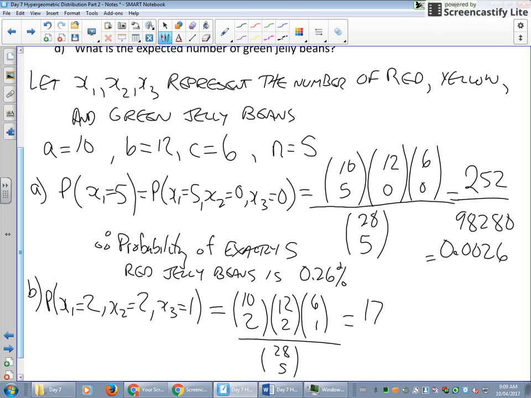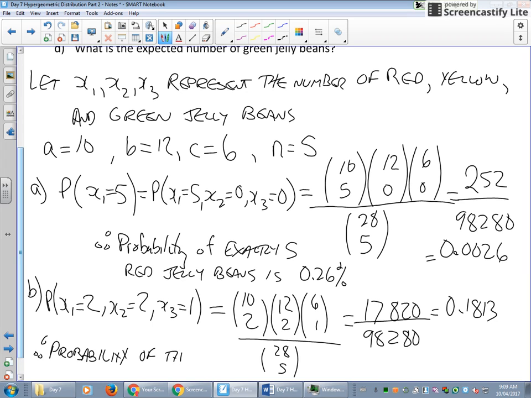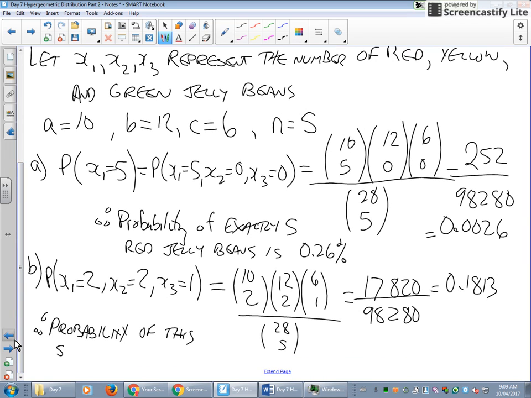That gives us a value of 17,820 over 98,280. Therefore, the probability of this selection is 18.13%.